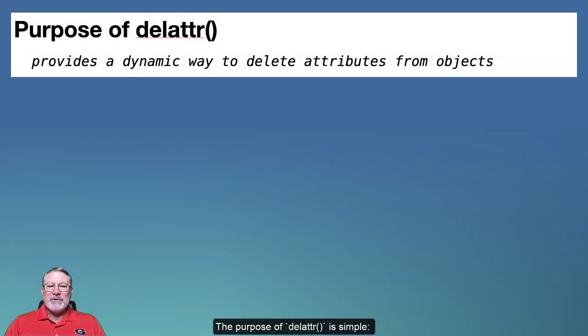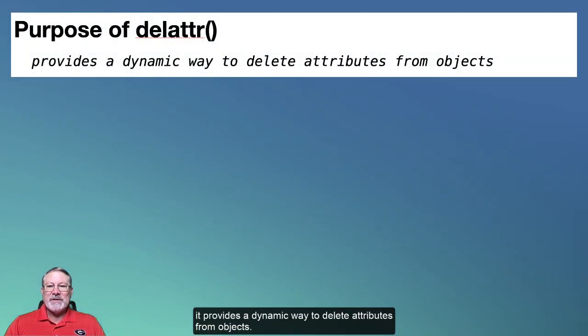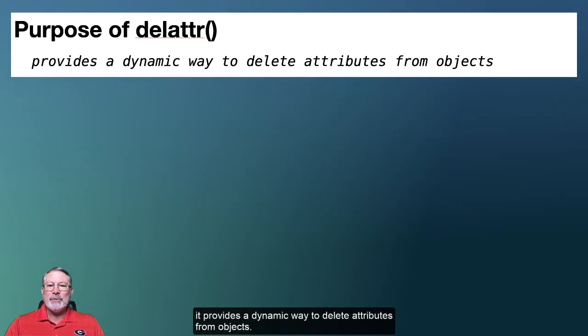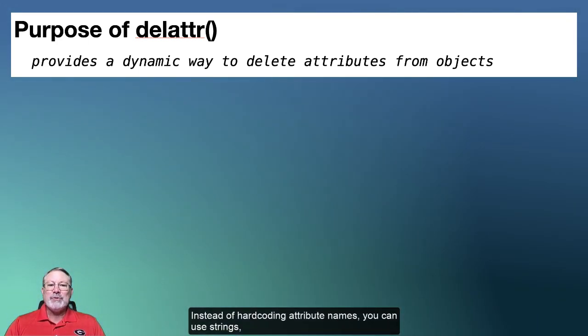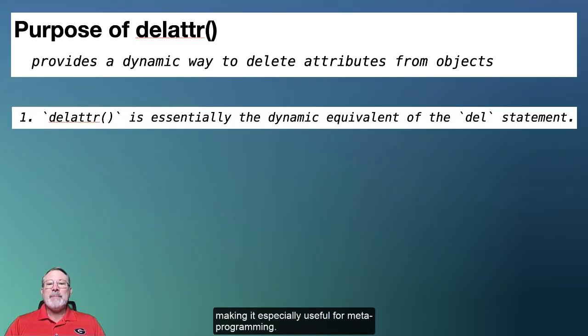The purpose of delattr is simple. It provides a dynamic way to delete attributes from objects. Instead of hard-coding attribute names, you can use strings, making it especially useful for metaprogramming.